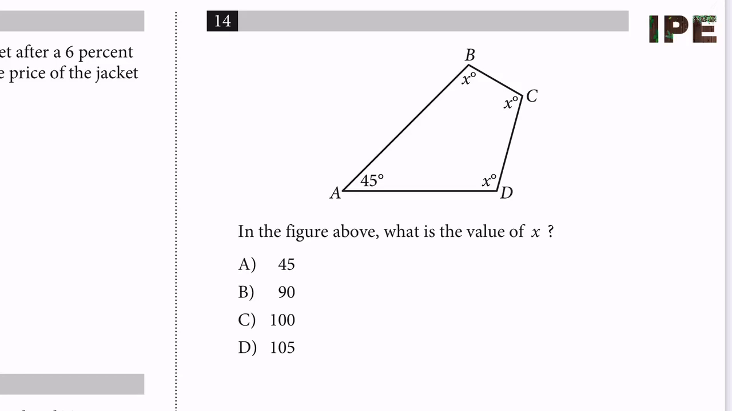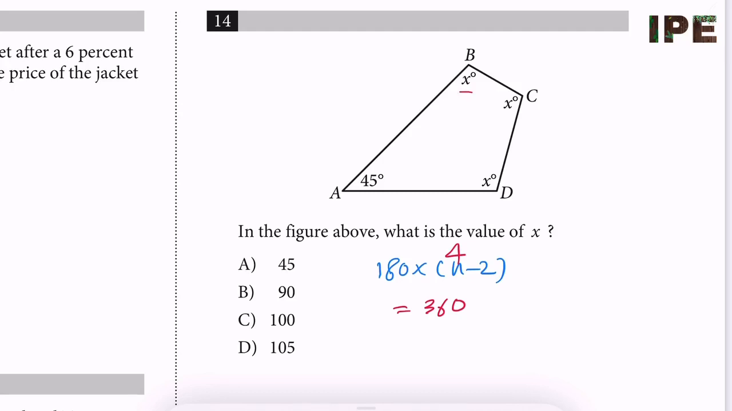Next, to figure out the value of x. What is the sum of the interior angles of an n-sided polygon? I gave you this formula: 180 times n minus 2. It is a quadrilateral, which means a four-sided polygon. So n is 4. So 180 times 2 is 360 degrees. The sum of these four angles is supposed to be 360 degrees.